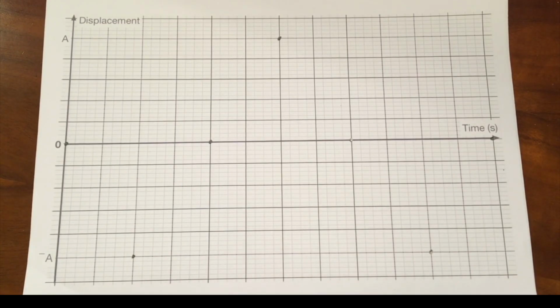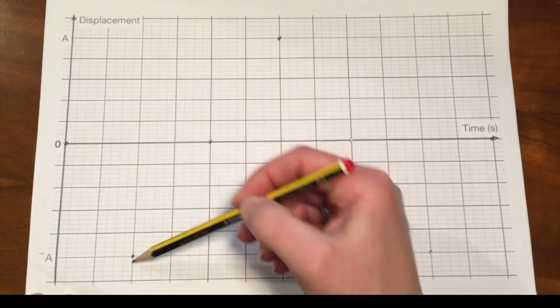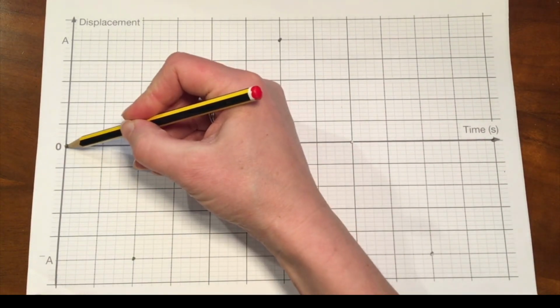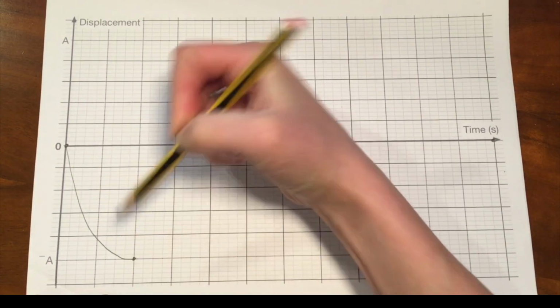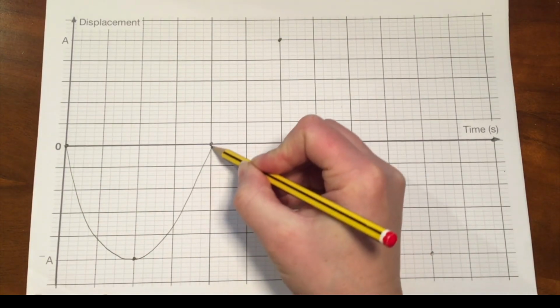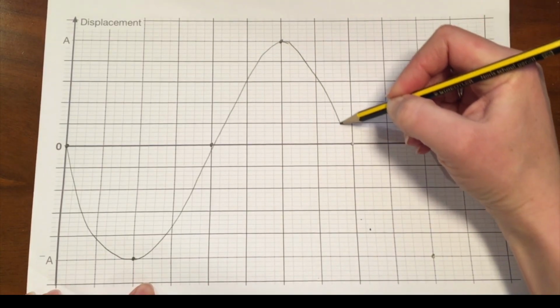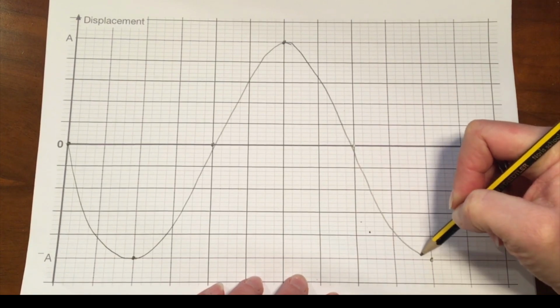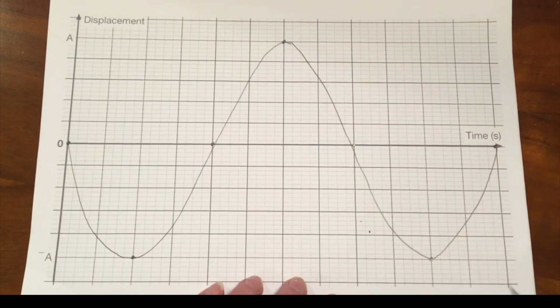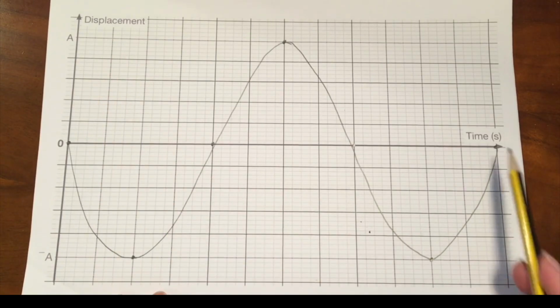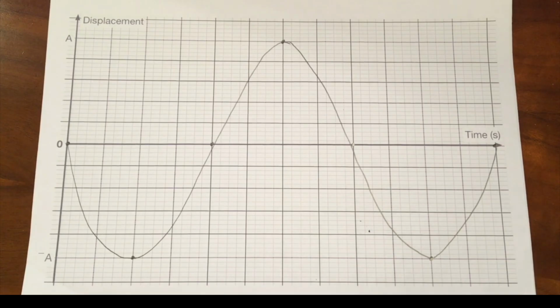We know that it's a very smooth operation. We saw from our examples at the very beginning that this oscillation happened smoothly. So we do not want jagged lines, zigzags, joining these dots up. We want to do a smooth curve through the points. Could be smoother. Down through the points and back up again. And so we have a graph of displacement against time for an object in simple harmonic motion.